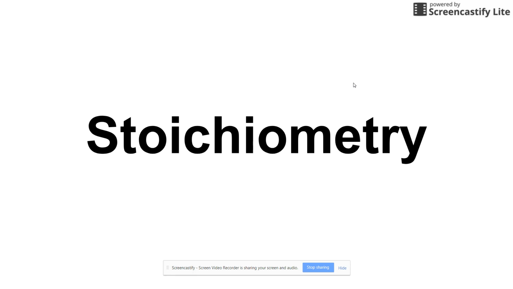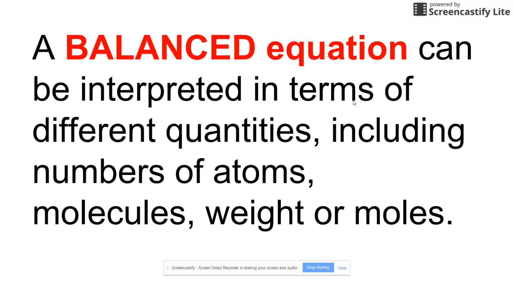Right, in these notes, we're going to do some stoichiometry. So where we ended last was balancing equations. And what a balanced equation does is it can be interpreted with many different types of quantities, including numbers, atoms, molecules, weight, or even moles.